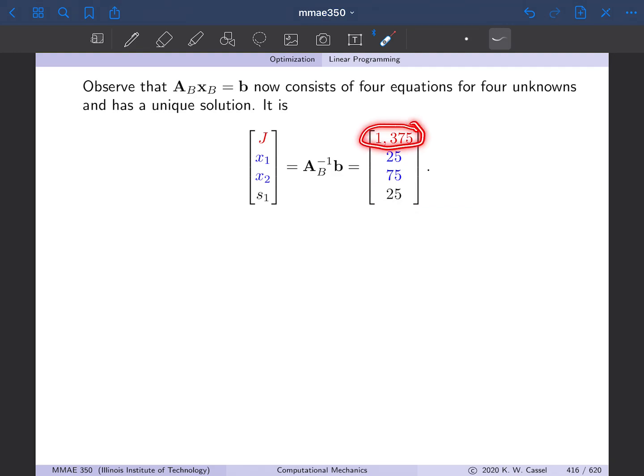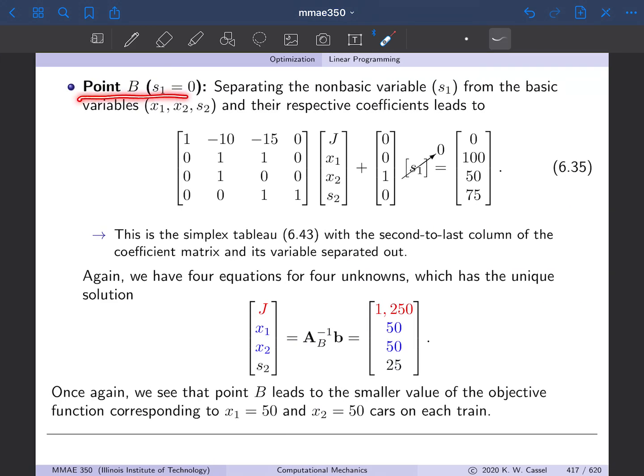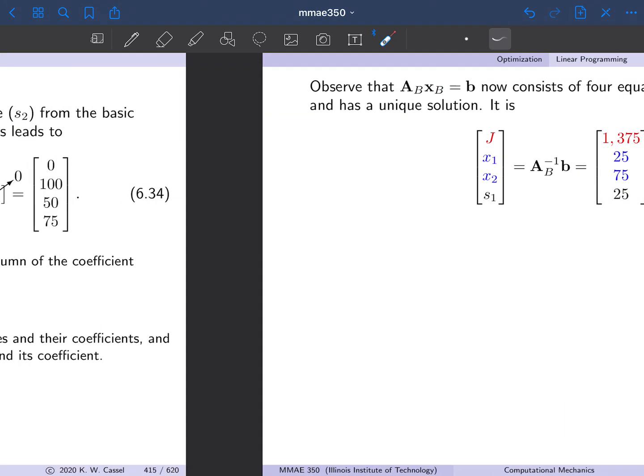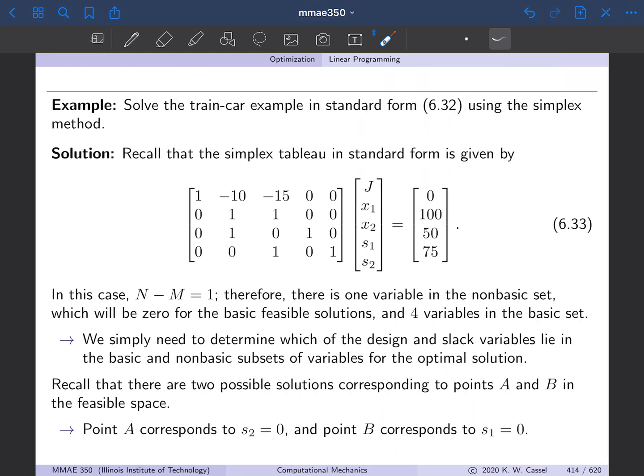All right, so you get 1375 for J, and that's what we'll compare to point B. This corresponds to 25 cars on the first train and 75 cars on the second train. Then we do point B. So point B corresponds to when S1 is equal to 0. So now we go back here.